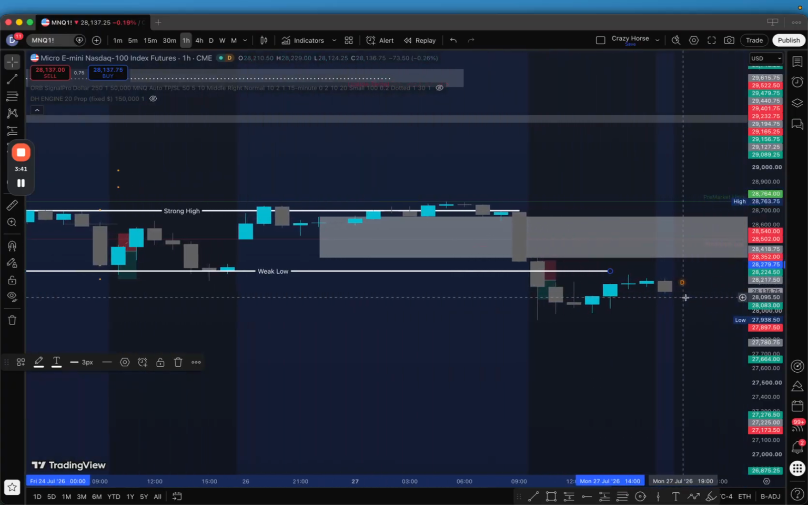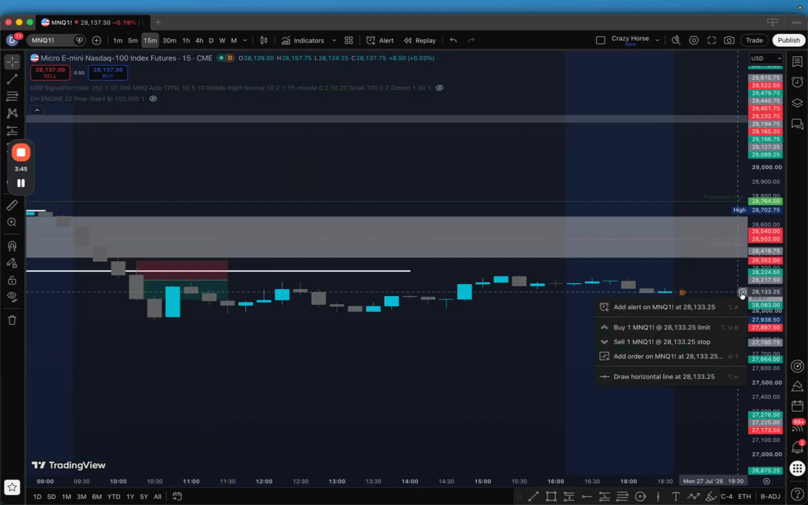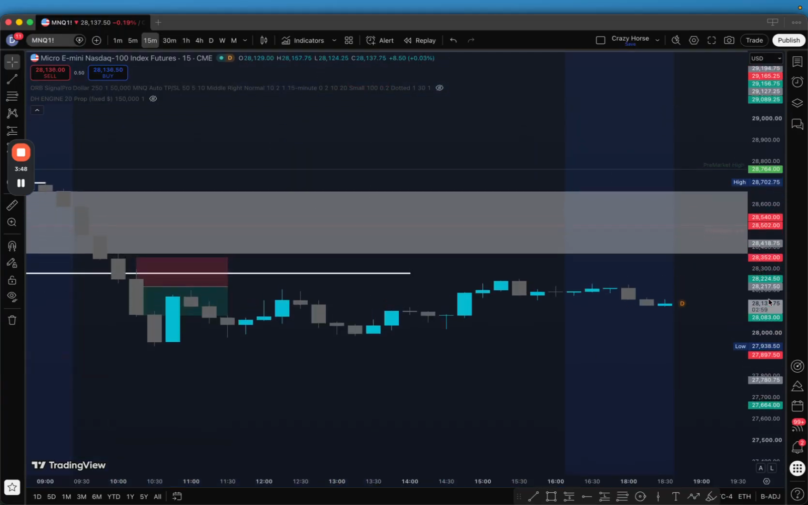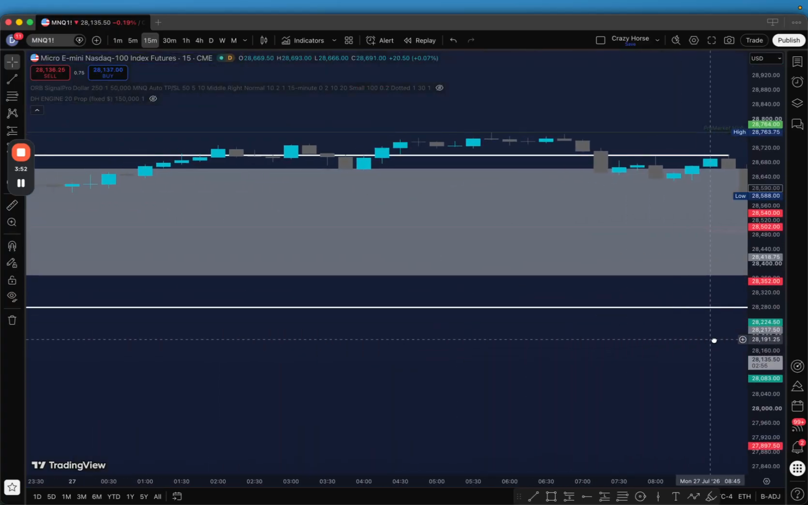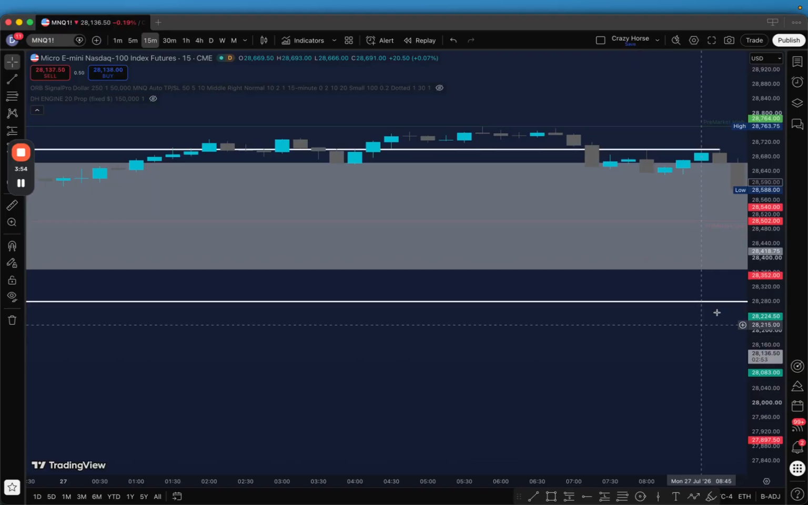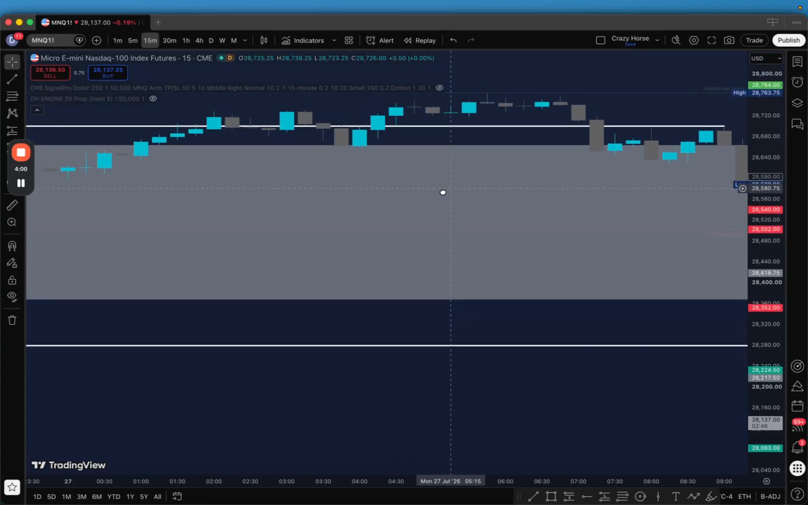So then let's go down to the 15-minute. I don't really do the 30-minute. I just do the 15-minute and then ultimately the 5-minute. So I'm going to move this back over to 9:15. So this was all pre-market right here. So you can see there's really not a lot going on.